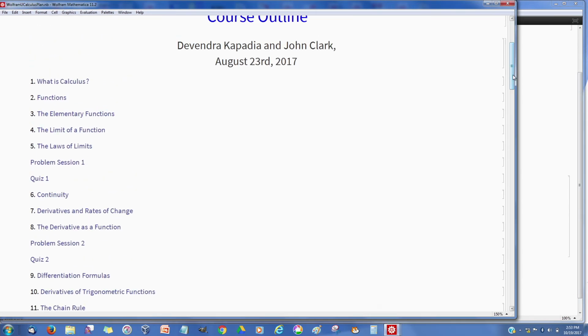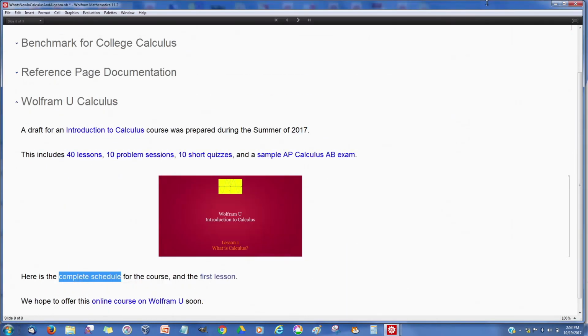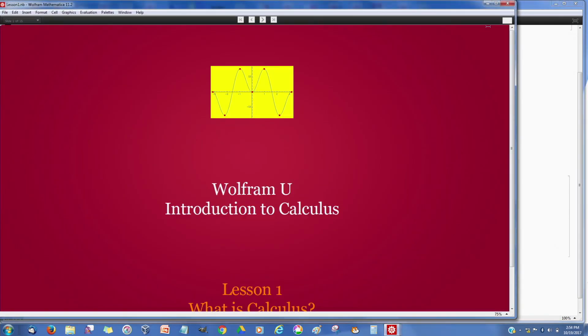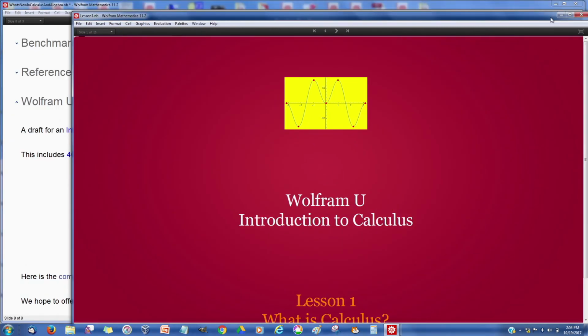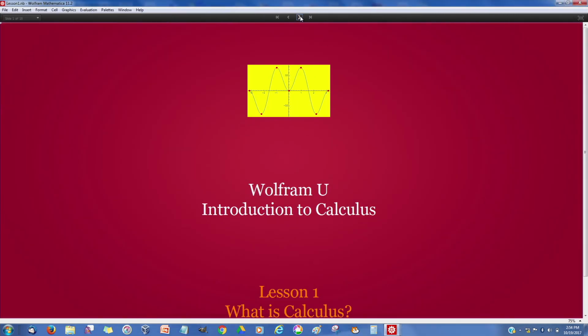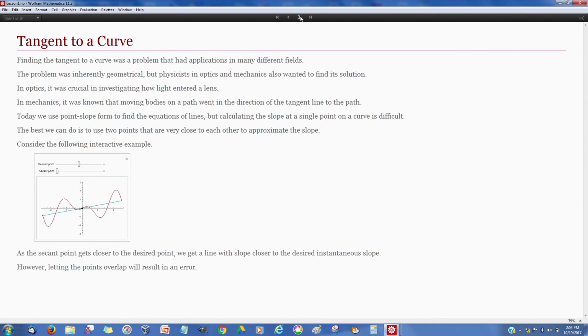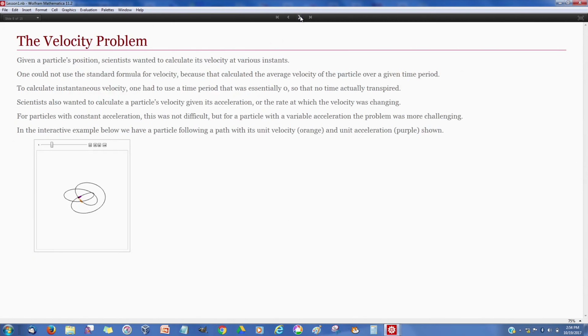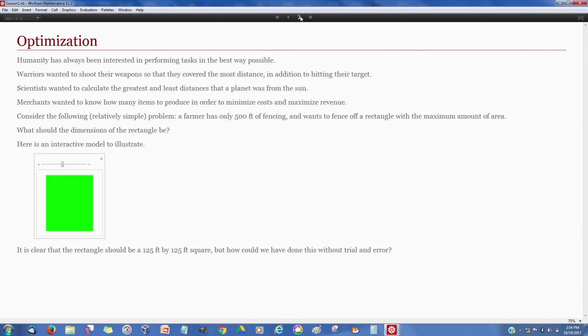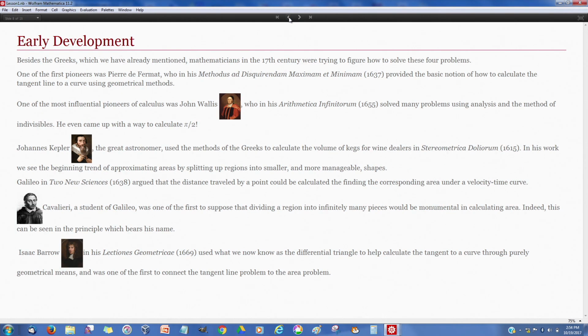So it's got everything you would expect from a standard calculus course from the Wolfram language point of view. So just to show you a sample lesson, here's the first one. So that's the first lesson, what is calculus? So it begins with calculus, the science of change. What are the 4 main problems? Tangent to a curve, area and length, velocity problem, optimization. What's the pre-history of calculus? Well, here you are, early development. And then the question is, if all that happened before Newton and Leibniz, what did they do?